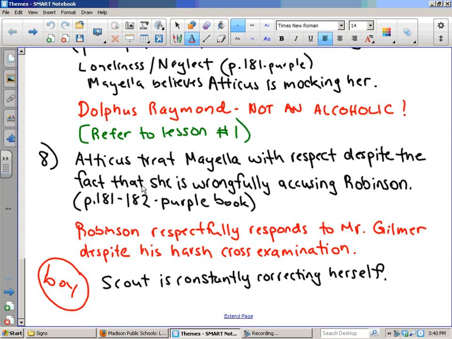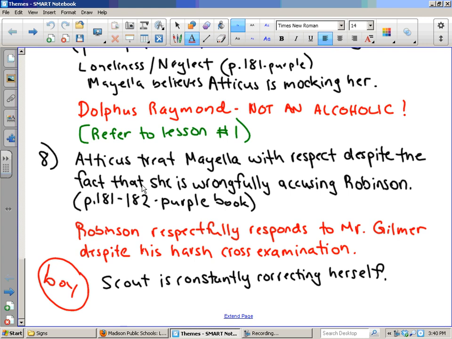The last one that we covered here together as a class is number 8: show courtesy and respect towards others always. Think about the scene where Atticus treats Mayella with respect, but because she has never been treated with any kind of respect, she believes that Atticus is mocking her. Also, keep in mind how respectful Tom Robinson is during the trial. Don't forget that he's black, and this is the behavior that's expected of him.